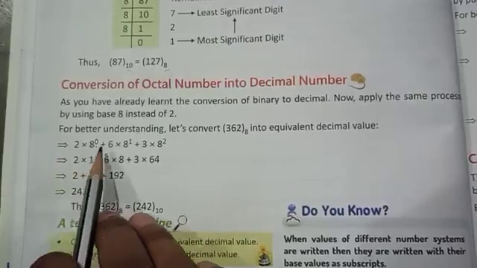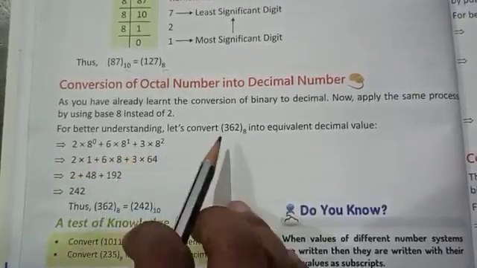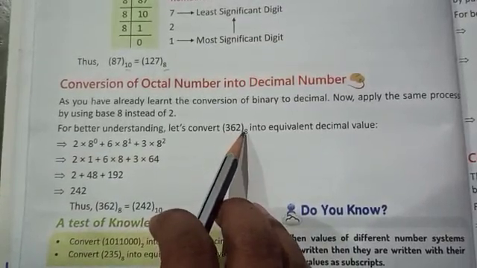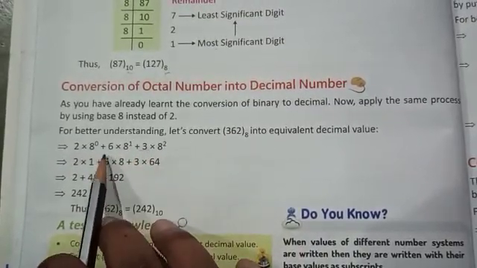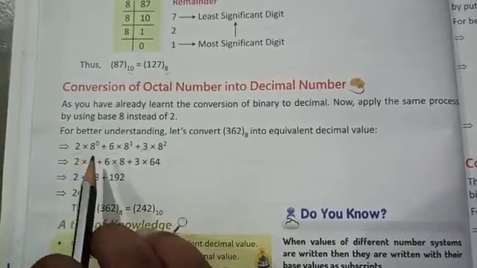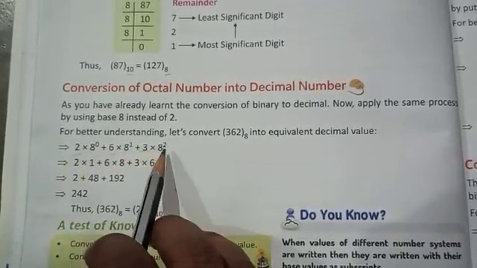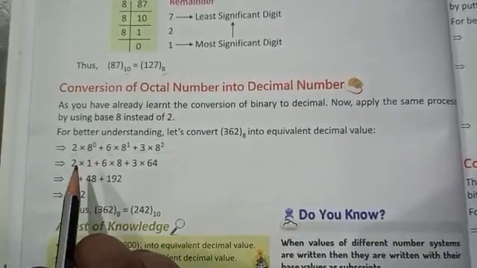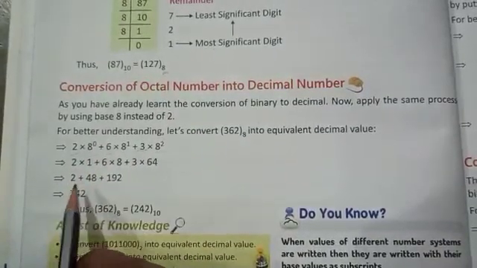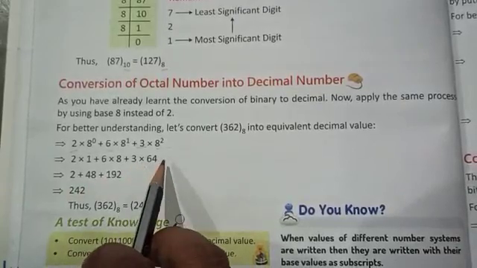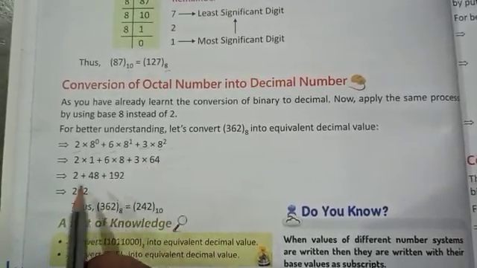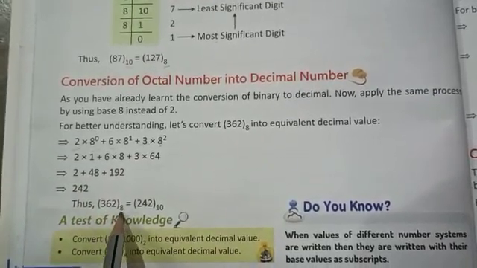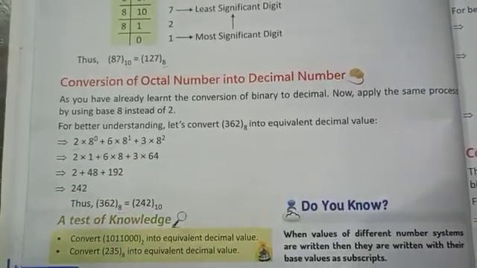We write the digits 362, so 3 here, 6 here and 2 here, and now write the base powers: 8 to the power 0, 8 to the power 1 and 8 to the power 2. Put the multiply sign and the plus sign. Now 2 times 1 is 2, 6 times 8 is 48, and 3 times 64 we get 192. On adding these we get 242. Thus 362 in octal is equivalent to 242 in the decimal number system.